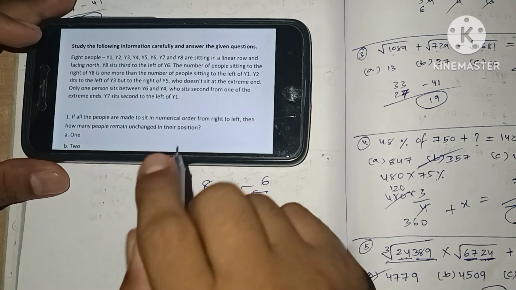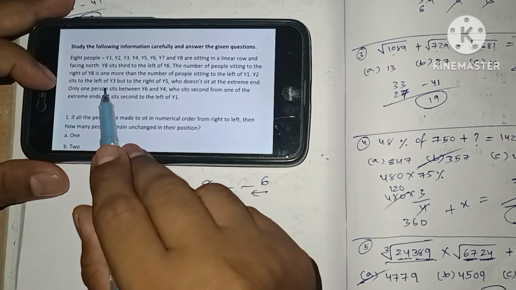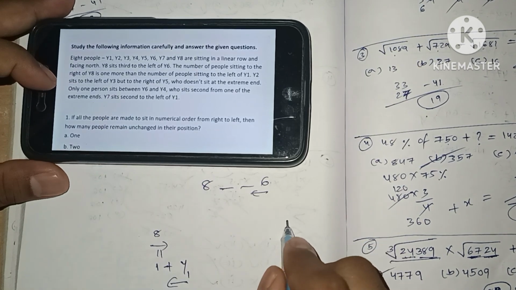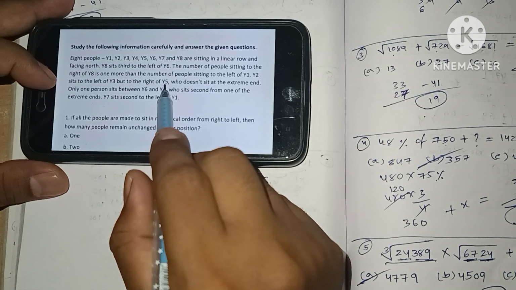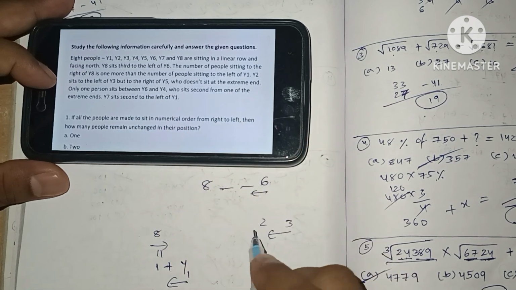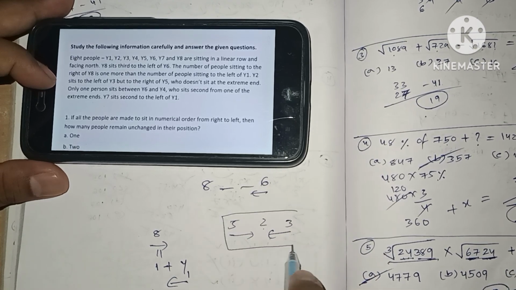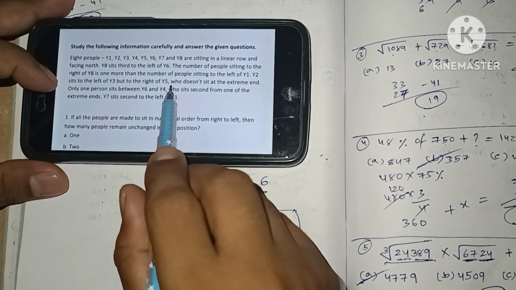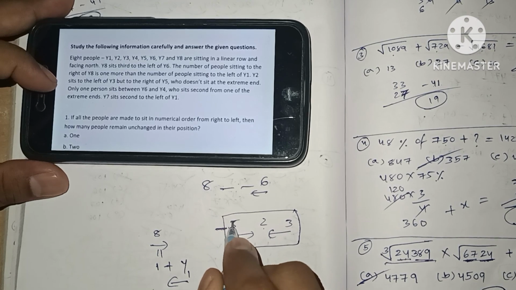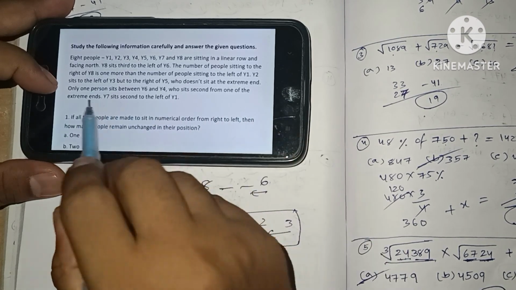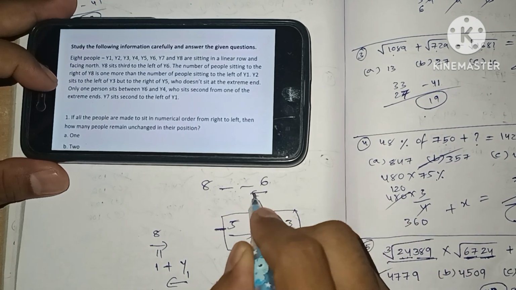Okay. Next, 2 sits to the left of 3. Left of 3 is 2, but to the right of 5, so 2 is to the right of 5. So this is 1. Okay, next. 5 does not sit at the extreme end, so on the left of 5 there is a person. Only one person sits between 6 and 4. So one person between 6 and 4.